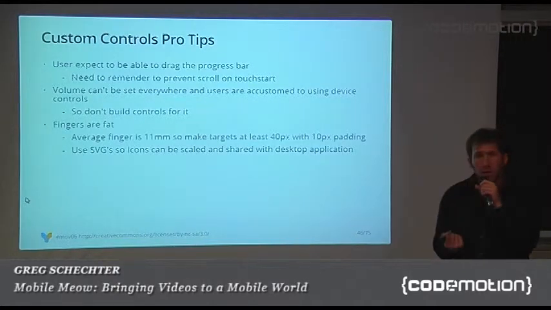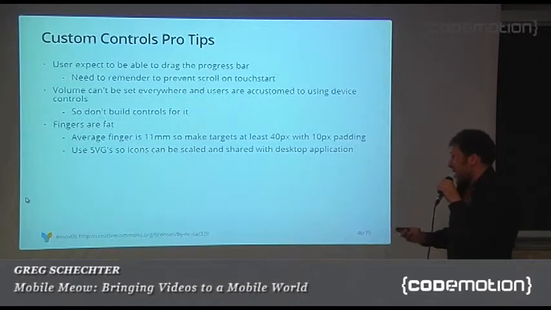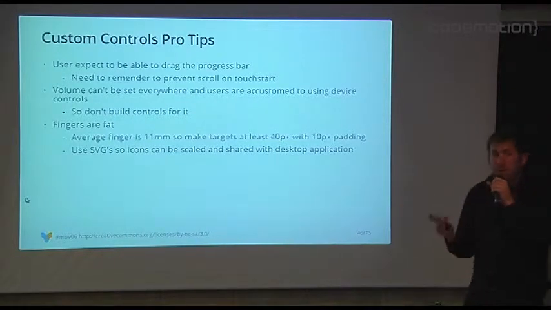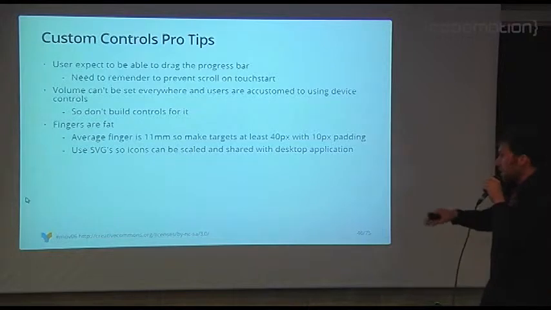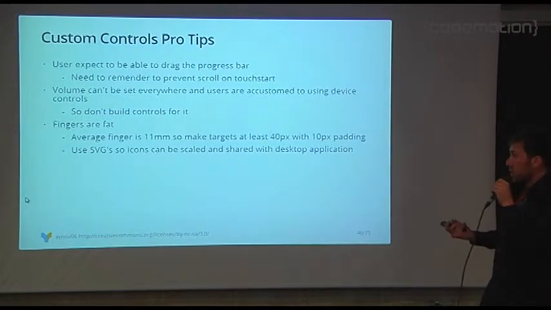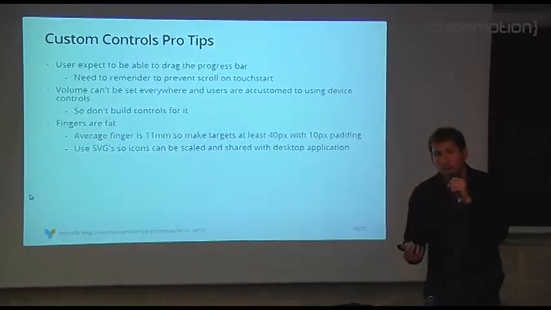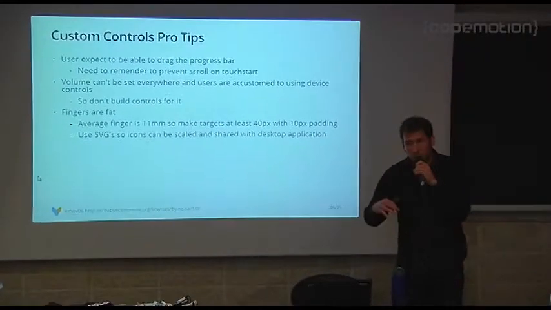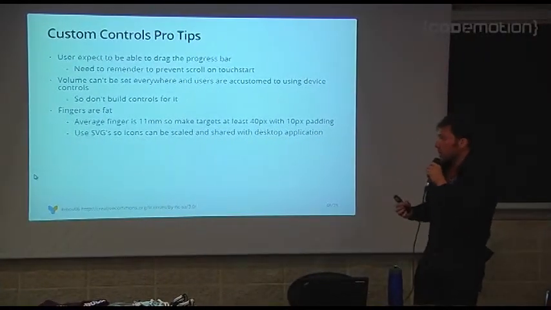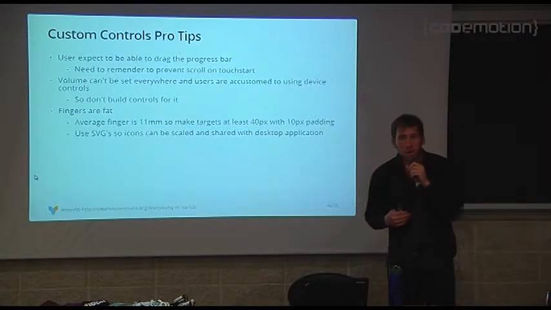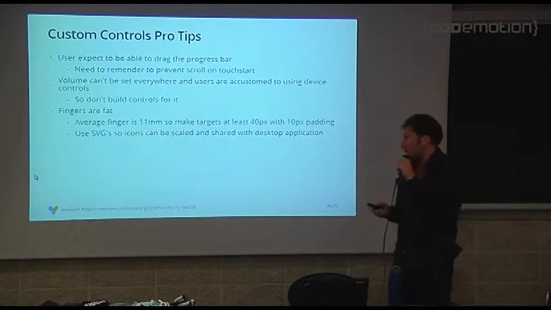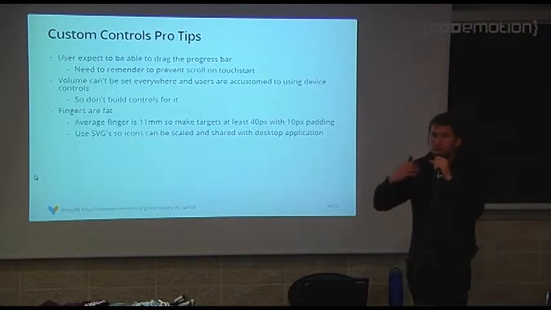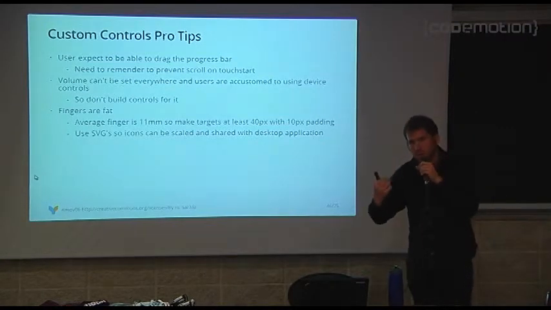And remember, people's fingers are fat. So we recommend something like about 40 pixels for the size of a button with 10 pixels of padding. And another cool thing is you can use SVGs, which have really good browser support on the mobile space and on the desktop. So you can scale these buttons back and forth depending on the size of the screen, rather than creating new images for your desktop and images for mobile.